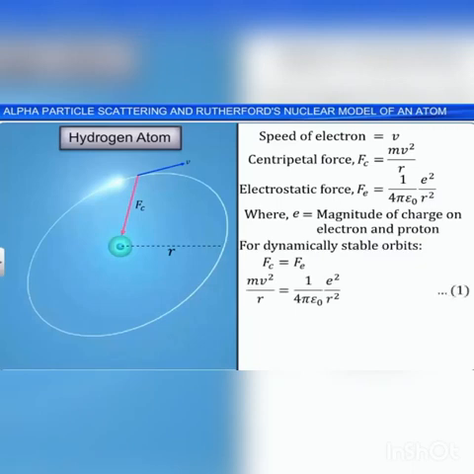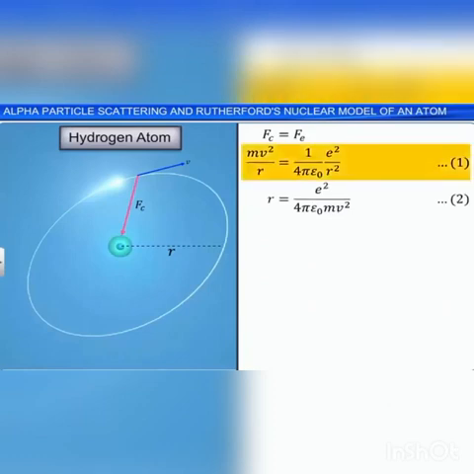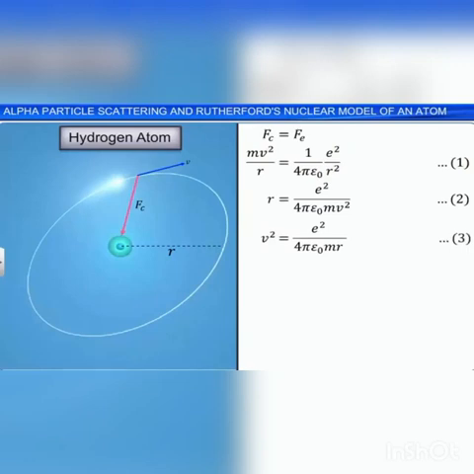On simplifying equation 1, we get the radius r is equal to e square by 4 pi epsilon naught m v square. Let this be equation 2. From equation 1, we also have v square is equal to e square by 4 pi epsilon naught m r. Let this be equation 3. The kinetic energy of the electron in the hydrogen atom is K and is equal to half mv square.